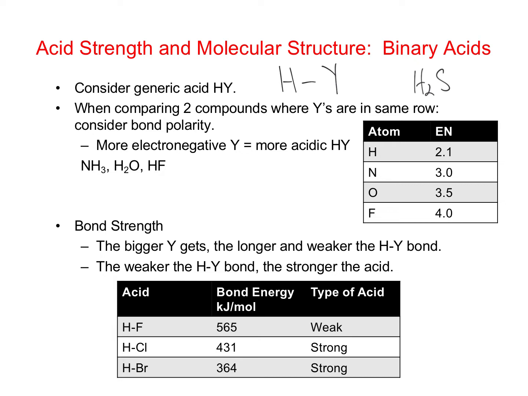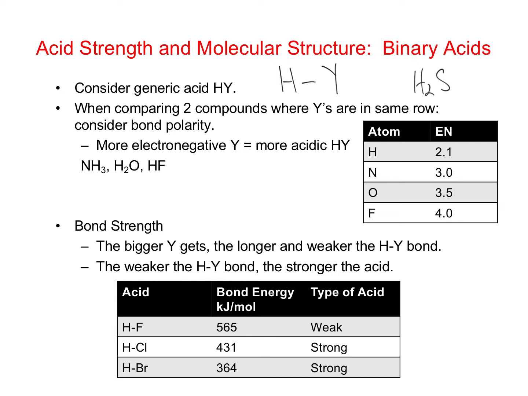atom. When we're comparing the strength of binary acids, there are two things to consider. The first one is bond polarity. Basically, the greater the polarity of the hydrogen-nonmetal bond, the stronger that acid is going to be. So in effect, the more electronegative the nonmetal, the more acidic that binary acid is going to be.